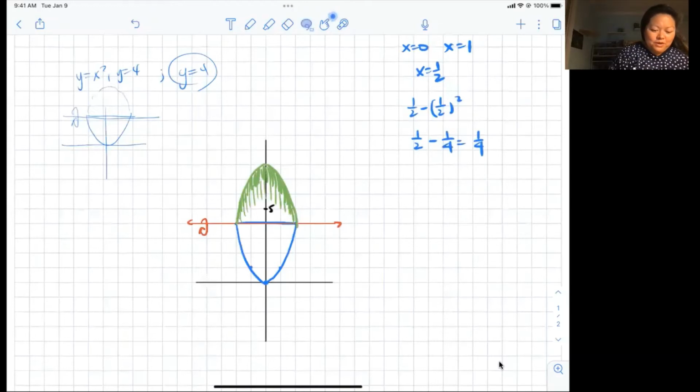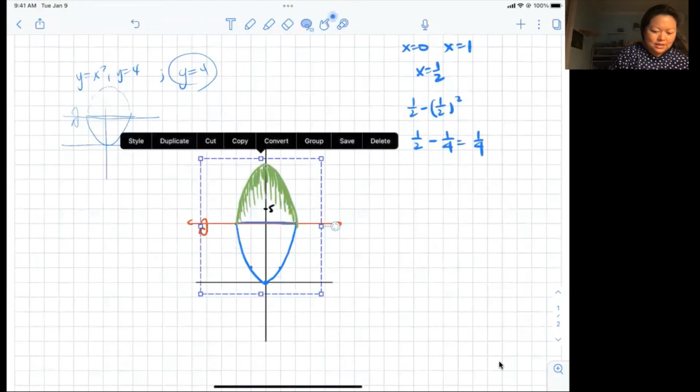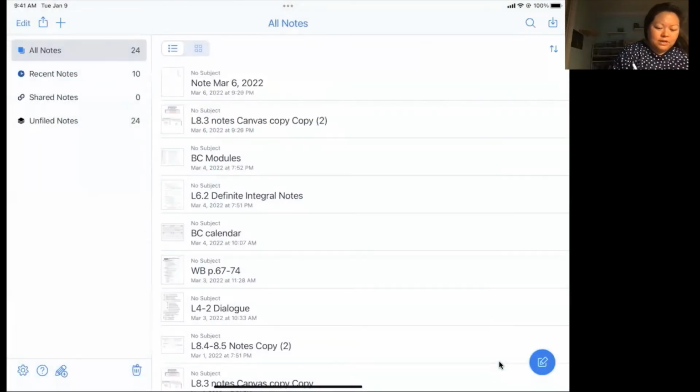So I'm going to go ahead and cut and paste, right? As always, I'm going to cut and paste this and stick it into my notes.